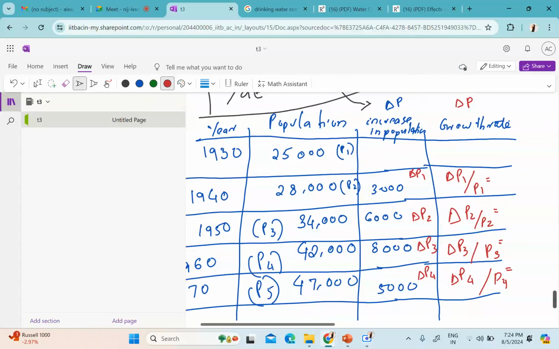Here we calculate the increment in the population within the time gap. Then that population number is divided by the initial one. If you consider 1930 and 1940, the difference is delta P1, and the initial one was P1. Like that, if you consider 1950 and 1960, the difference is P4 minus P3. Then we divide by the initial one in that time gap, that is P3. Then we note it down as the growth rate.